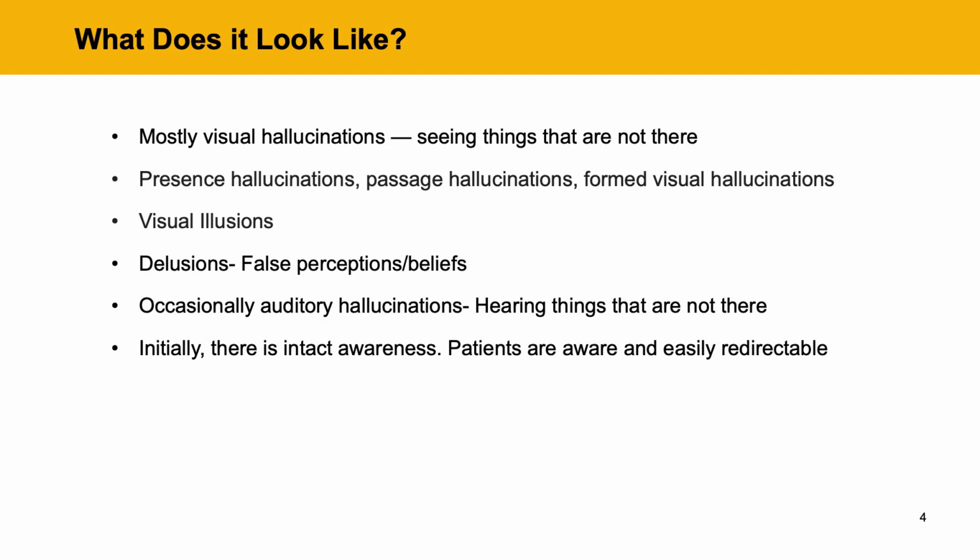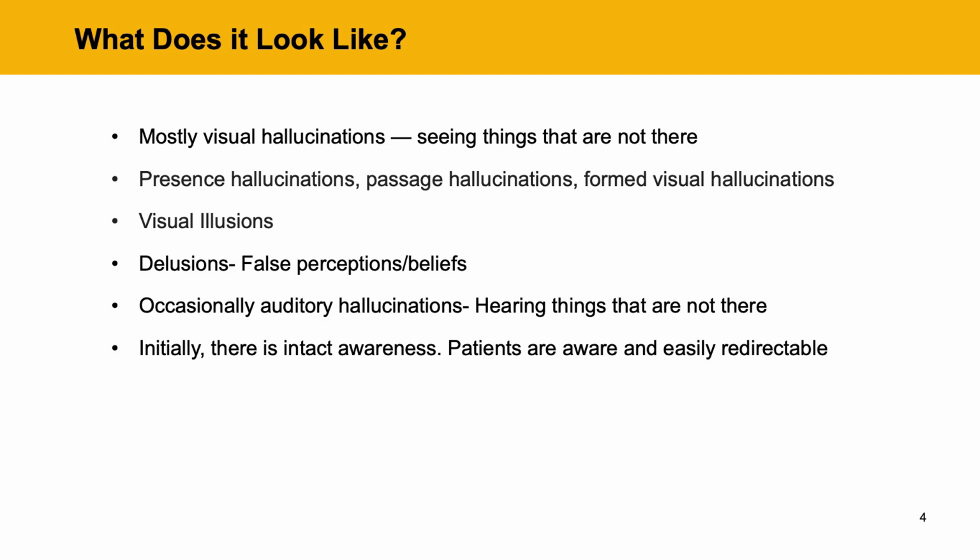Usually when it starts out, these are minor phenomena. We'll go over visual hallucinations a little bit more, what kind can there be. Starting out initially, these could just be passage hallucinations, like just seeing something out of the corner of the eye. Presence hallucinations, the feeling that somebody is standing next to you. And then slowly these can turn into formed visual hallucinations.